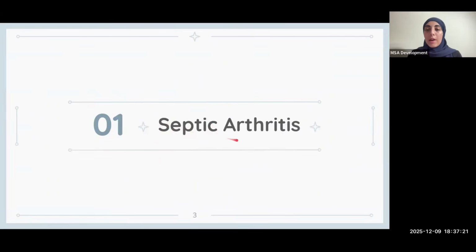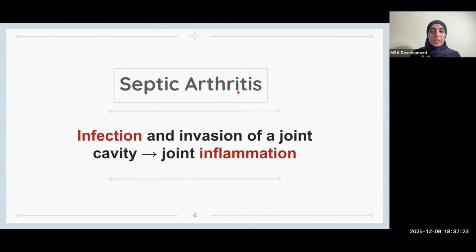We have septic and we have arthritis. When we say arthritis, it's inflammation in the joint. And the word septic means infectious. When you say antiseptic, you are saying that you want to get rid of infection, right? So antiseptic is getting rid of infection, septic is infection itself. So this is an infection inside the joint cavity leading to joint inflammation.